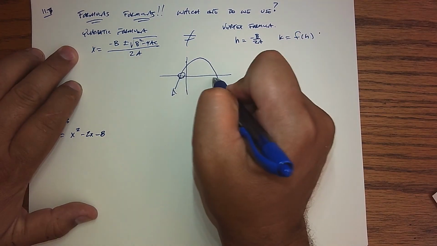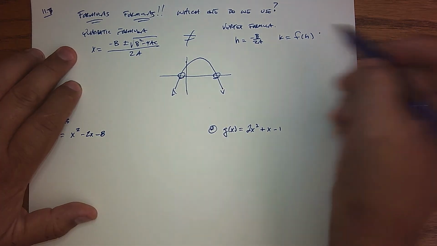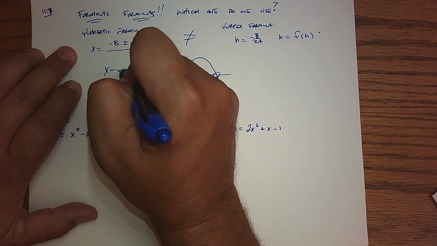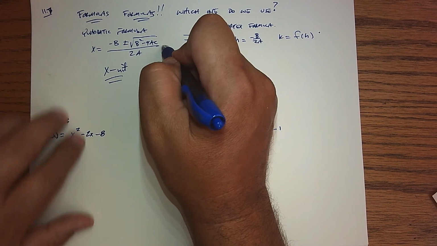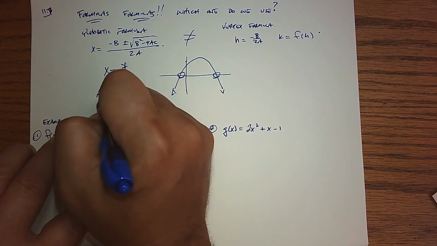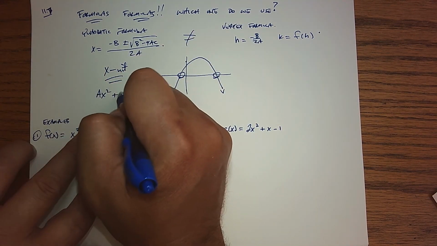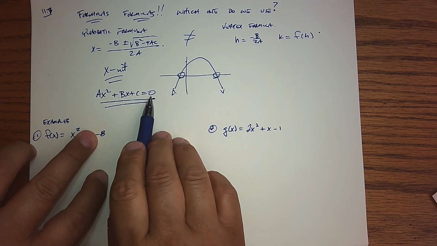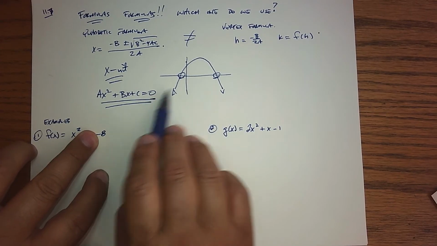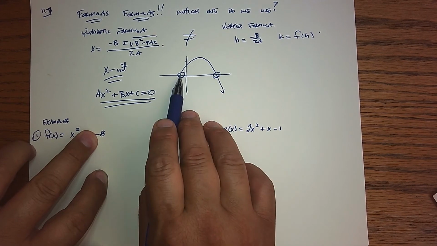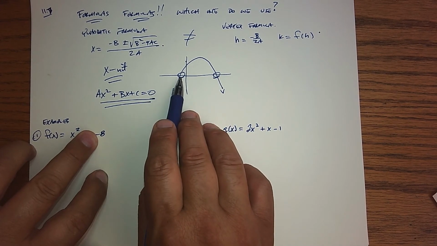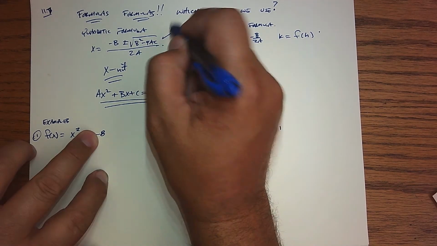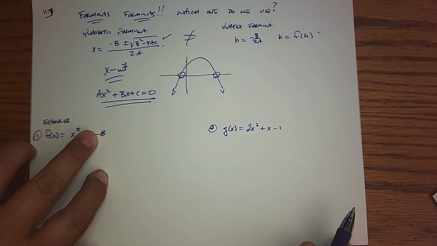If I'm looking for x-intercepts where I'm crossing the x-axis, that is what this is for, because that's going to solve the equation ax squared plus bx plus c equals 0. So we're setting our function equal to 0, which means I'm finding x-intercepts. So if my interest is to find the x-intercepts, then I'm going to pull this out of my toolbox.